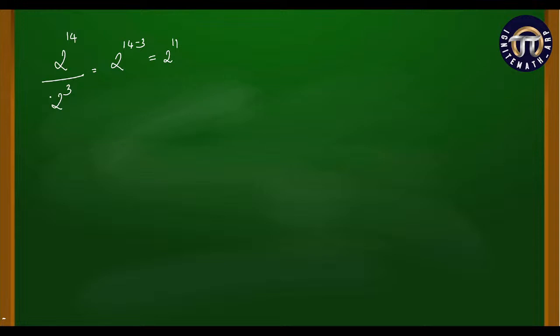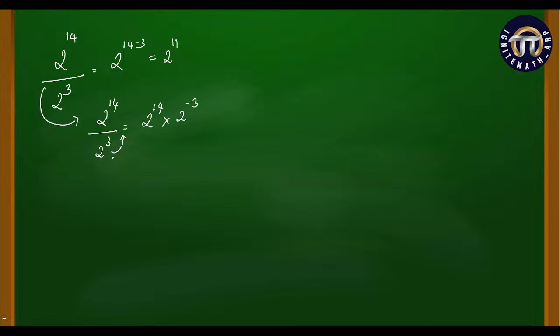So, the other rule. I told that 2 to the power of 14 by 2 to the power of 3 is there. If a denominator is taken to the numerator, the sign of the exponent will change, the sign of the power will change. So here I can write 2 to the power of 14 into 2 to the power of minus 3. Clear, children?